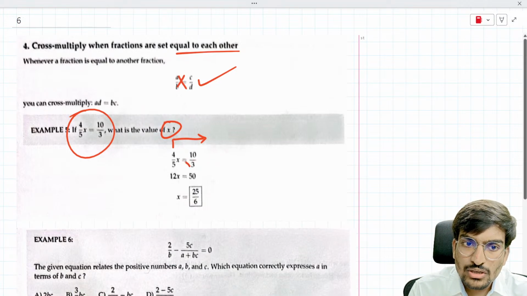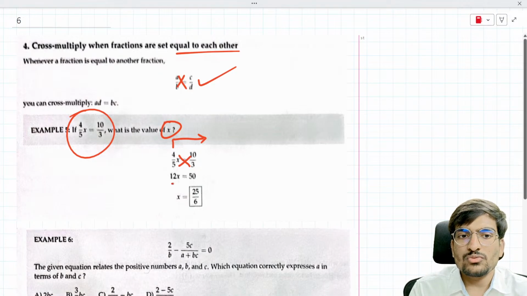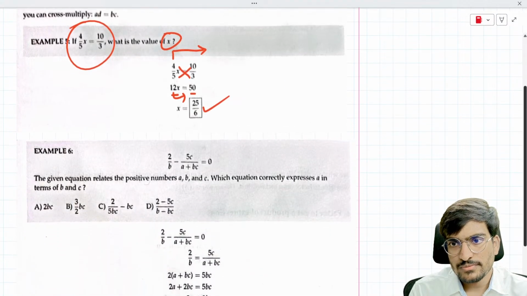And now you can cross multiply also, 3 with this and 5 with this. What do you get? 12x and 50. That is also another way. So x equals 50 by 12. Just transpose this 12 to the RHS. 50 by 12, which is 25 by 6.